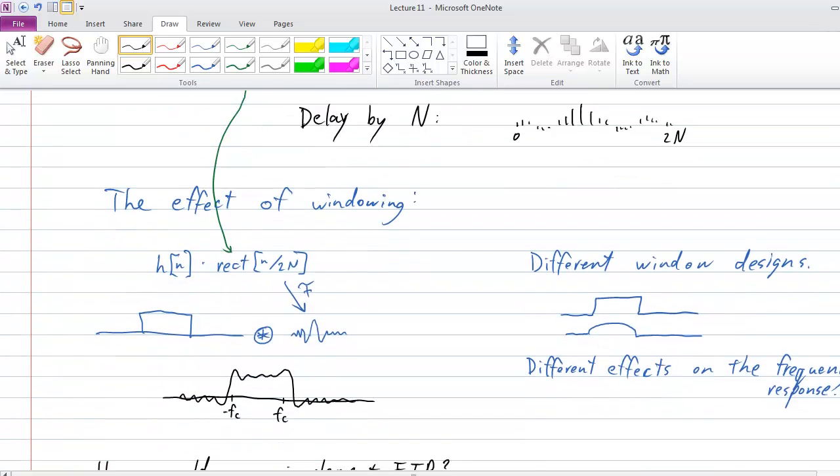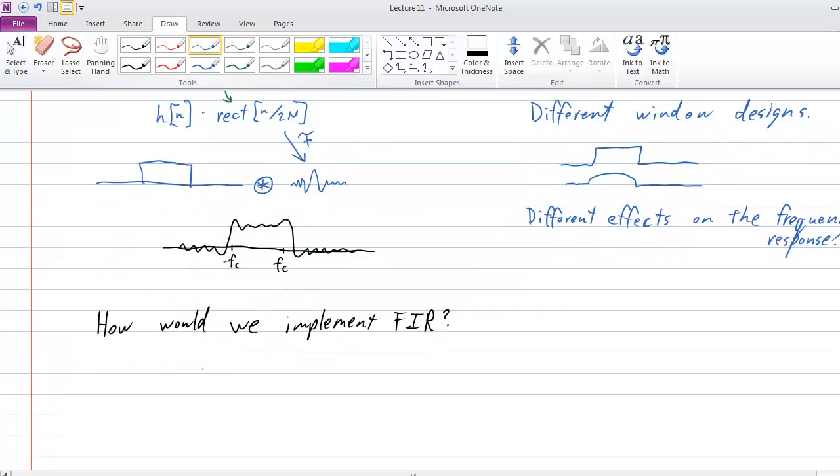So we need at least memory to store 2n samples. And we'll just write over the old ones with the new ones that come in.